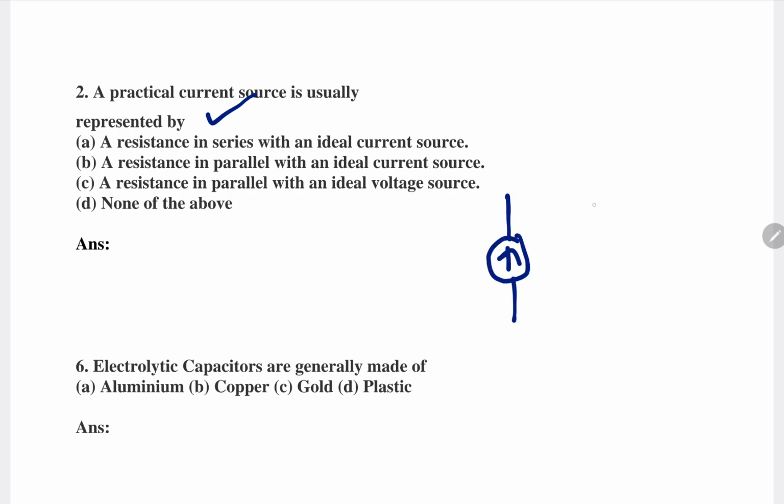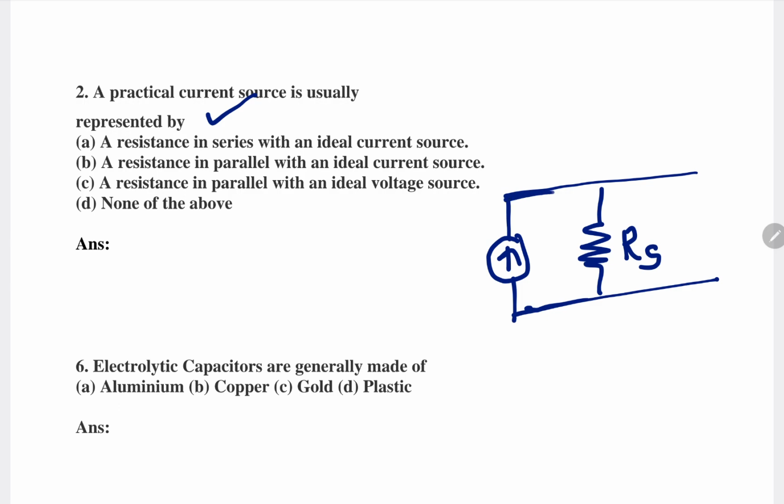So practical current source means it will have some internal resistance. Internal resistance Rs shows that total current will not be delivered to the load; some current will be divided into the internal resistance. To show the current division, we have to connect the things in parallel. So this is the representation of the practical current source: the current source is connected in parallel with the internal resistance.